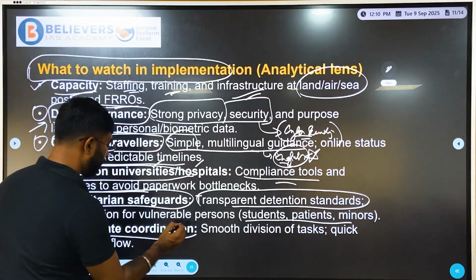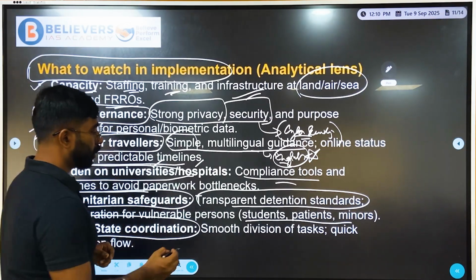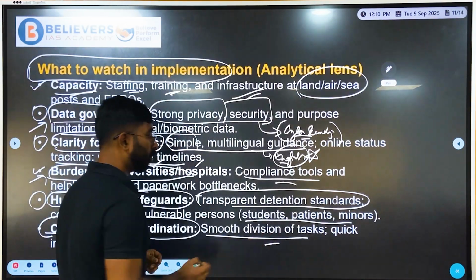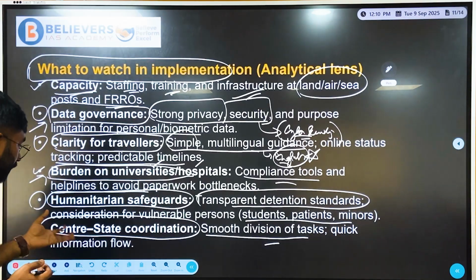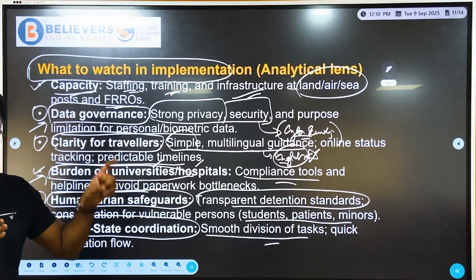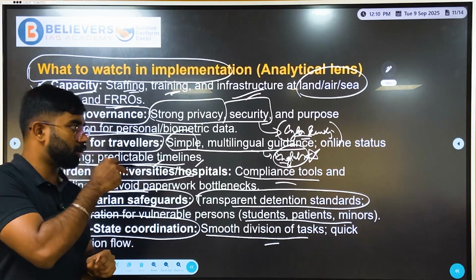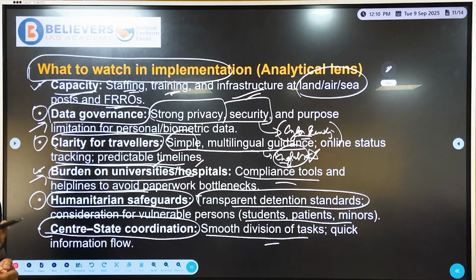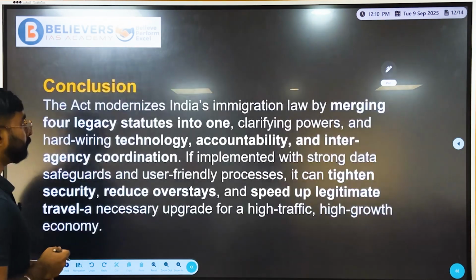Then the center-state coordination, which is absolutely important. In order to ensure a smooth division of tasks and quick information flow, proper center-state coordination is very important, which is also pretty much expected to happen in the coming days.